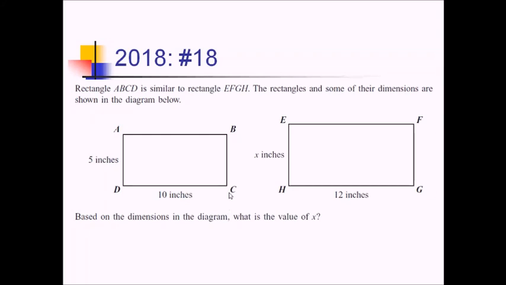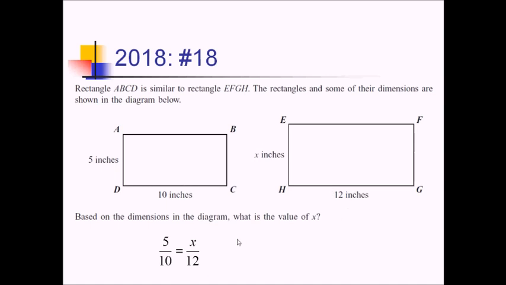For number 18, we've got these 2 similar rectangles with the following dimensions, and we want to figure out the value of x right here. Well, since these rectangles are similar, they told us they're similar, we can just set up a proportion and solve for x. So we could write this in a few ways. The way I chose to do it was 5 over 10 equals x over 12, and that's one way to do it. You also could have done it 5 over x equals 10 over 12, either way.